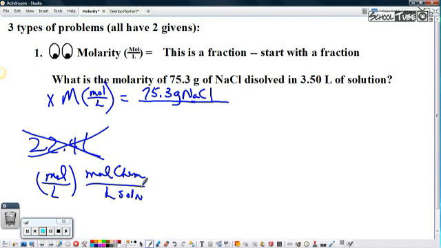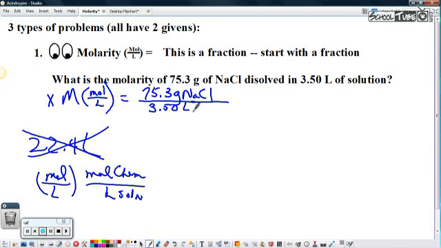So I have a chemical given in this problem, and I have liters of solution given in this problem. So on the bottom, what do I need? Some volume, which is 3.50 liters. Do I have to do anything to the liter so it matches up with what I'm looking for? No. Do I have to do anything to the grams?